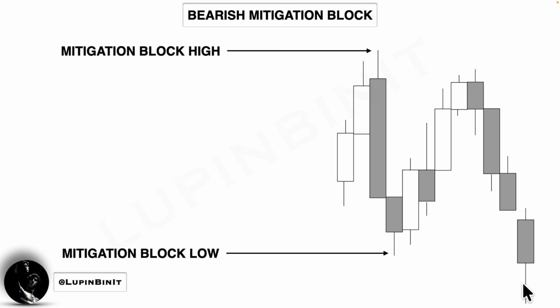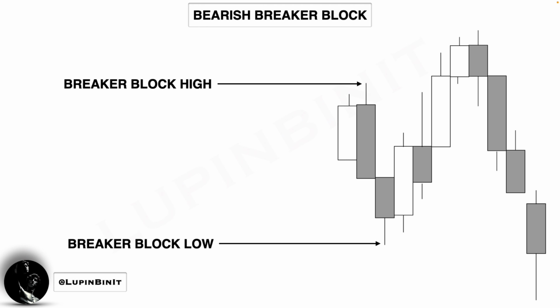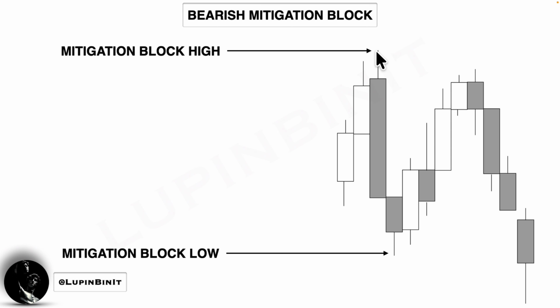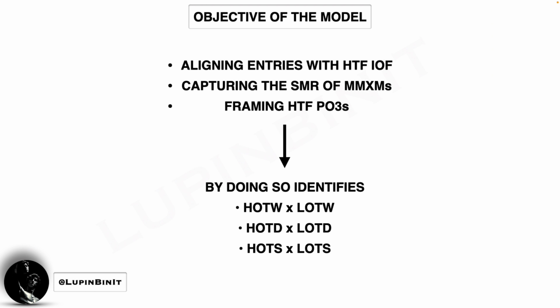Now, if we just pay attention to the bearish breaker and the bearish mitigation block, what we can take notice of is that the breaker block engages with this high, and we see that the mitigation block fails to follow suit. Now, if we're paying attention to two correlated assets, this is where you're going to spot a crack in correlation. But with the acknowledgement of each individual PD array, the objective of the model should be circled back on, and it is to align entries with higher time frame institutional order flow, capture the smart money reversal of market maker models, and frame higher time frame power of threes.